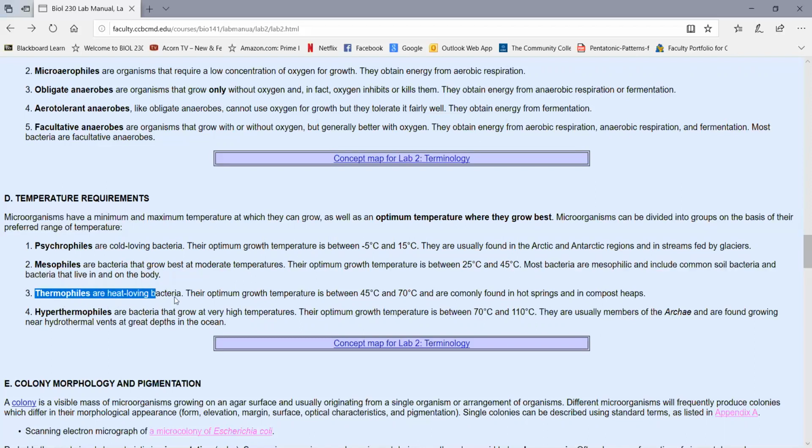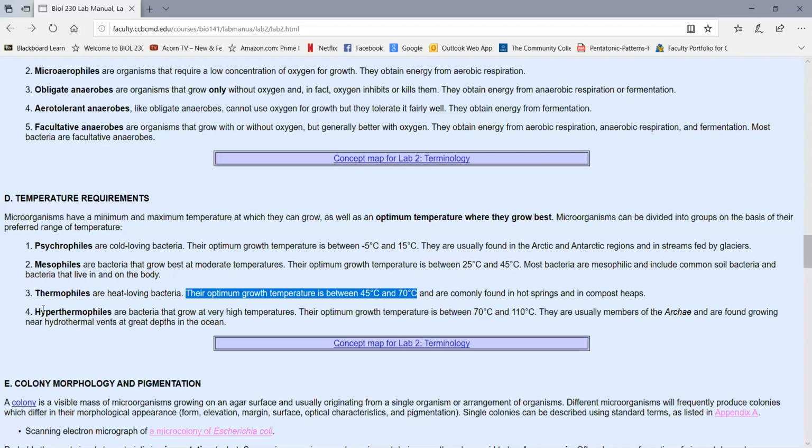Thermophiles are heat-loving bacteria. Their optimum growth temperature is between 45 degrees Celsius and 70 degrees Celsius. Remember, on the Celsius scale, 100 degrees Celsius is boiling. These are commonly found growing in hot springs and in compost heaps.